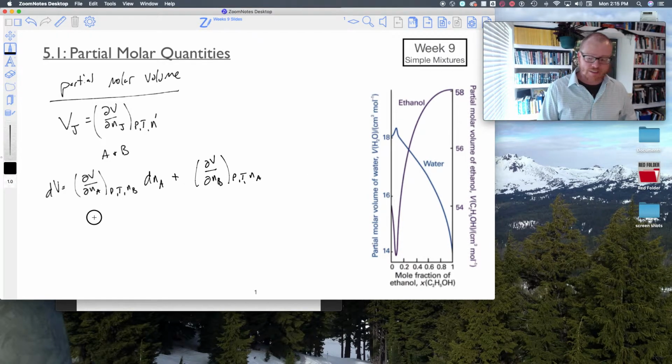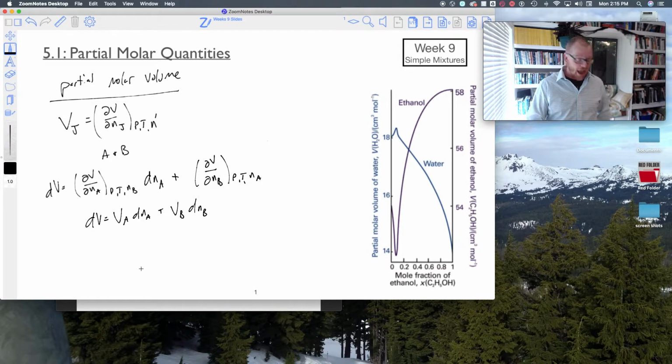And so I can write this succinctly as dV equals V sub A dNA plus V sub B dNB. So these two are equivalent expressions with the way that I've written them. And what we note, as we change the amounts of A and B, the prevailing intermolecular forces of the solution change. And this leads to a different thermodynamic environment.